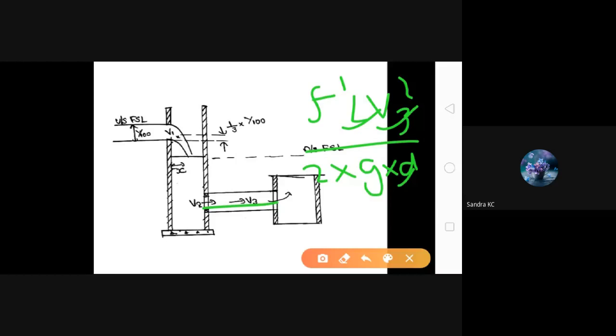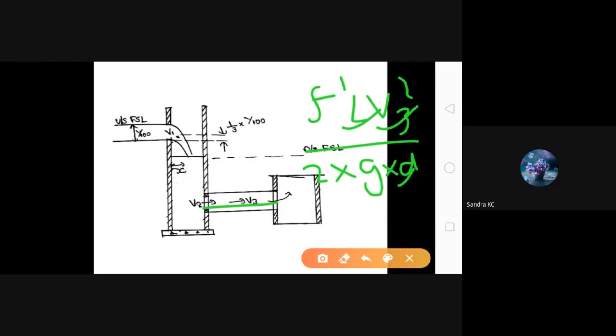What's the value? Okay, 0.0168. Is everyone getting this same value? Reply. Okay, 0.0168.